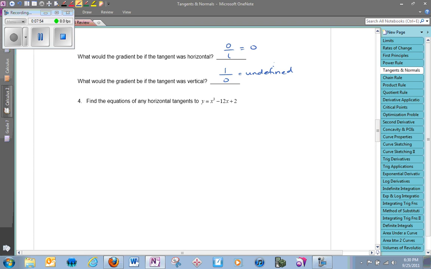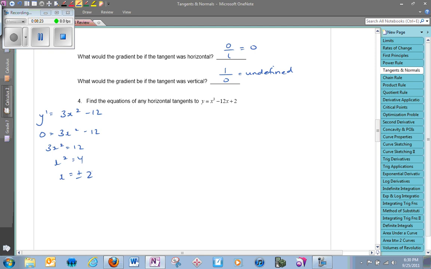The question says, find the equations of any tangents, horizontal tangents to be specific, to the function given. Well, if it's a horizontal tangent, that means its derivative is equal to 0. So step 1, take the derivative. 3x squared minus 12. Set it equal to 0. So 3x squared minus 12 is equal to 0. So 3x squared is equal to 12. X squared is equal to 4. So x is equal to plus or minus 2. Just a fluke, it's the same question.